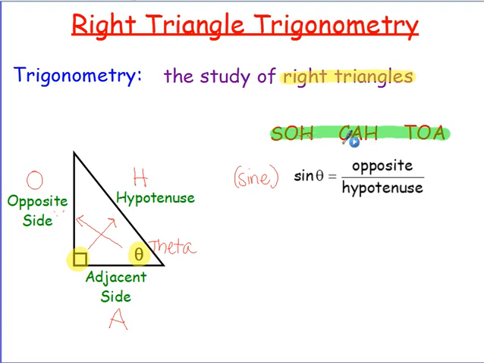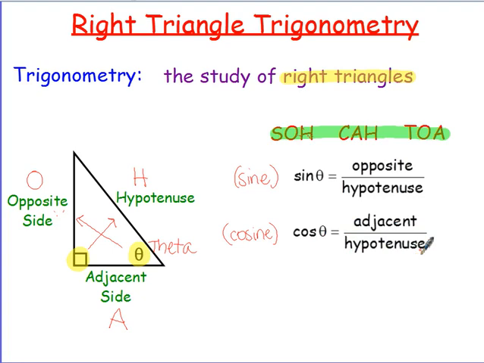The next one is your COS. COS stands for cosine. Yes, I expect you to use the word cosine. It's not cos, it's cosine. Cosine of theta is always the ratio of the adjacent side divided by the hypotenuse. Cosine, adjacent, hypotenuse.